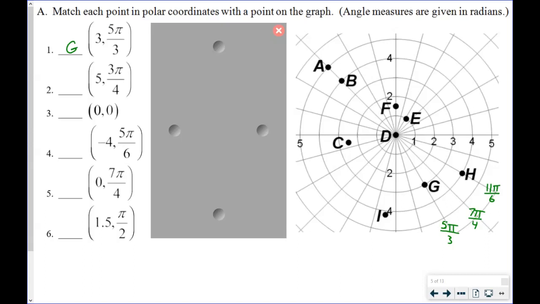All right, how about 3π/4 then? Well, 3π/4 sits right in the middle of the 2nd quadrant. This spoke up here is the 3π/4 spoke. Now there are 2 points sitting on that angle, A and B. So we've got to figure out which one has a radius of 5, which one is the distance of 5 away from the pole. Well, 1, 2, 3, 4, 5 away from the pole gets us to point A, for example number 2.